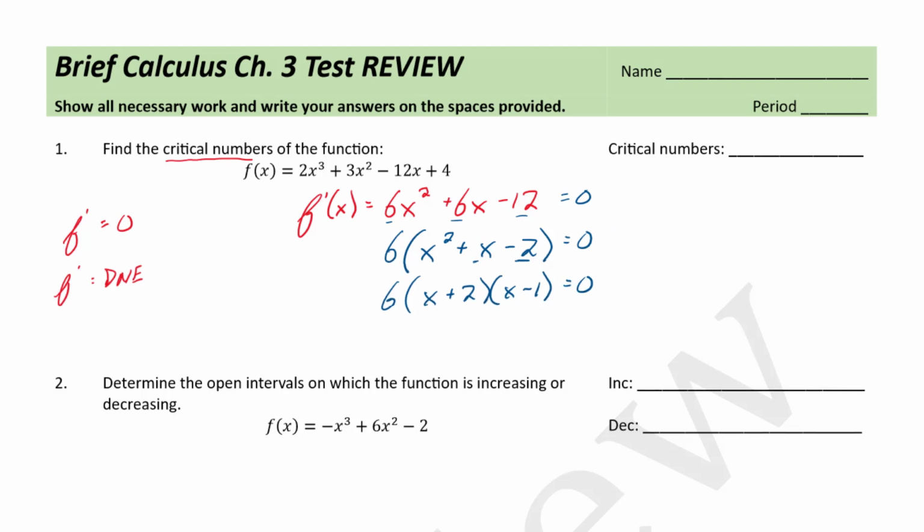So if I now set each of those equal to 0, from the first one I would get a negative 2, and from the second one, I would get a positive 1. Hence my two critical numbers of negative 2 and 1.